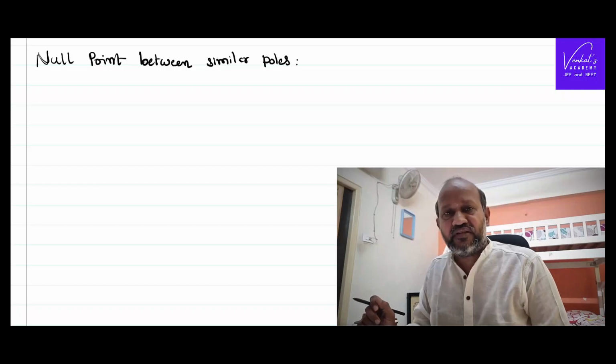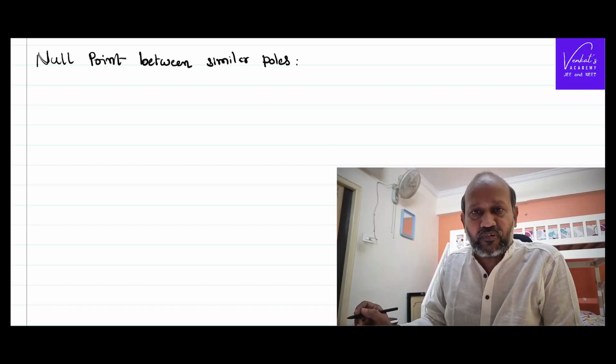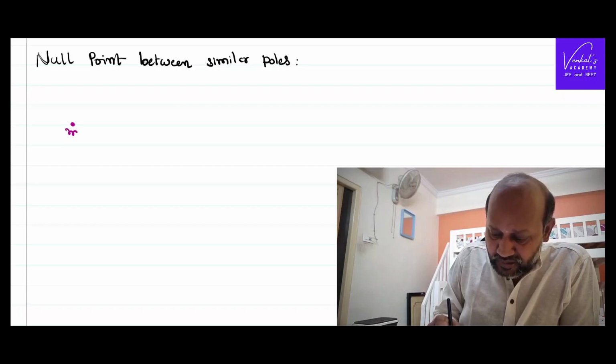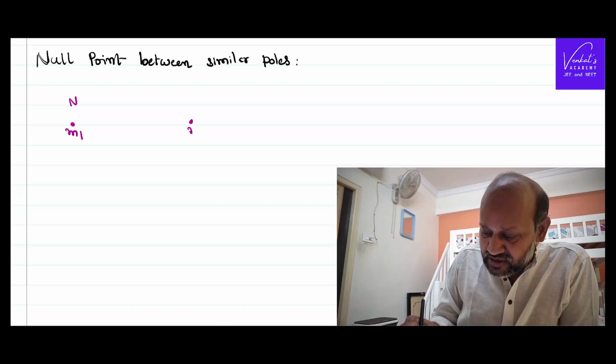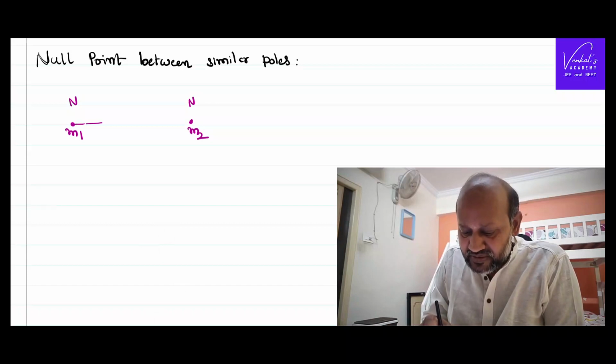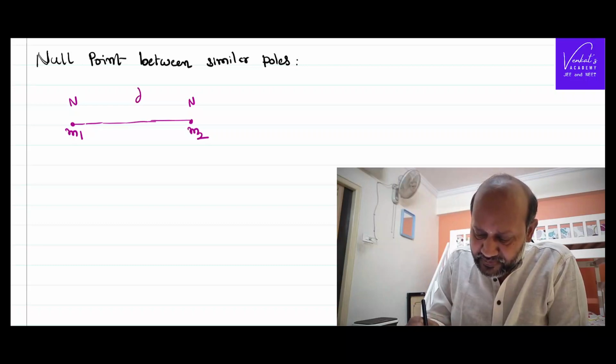Hello everyone. Here in this video, we are talking about the force between two similar poles, that is, two poles of the same nature. Say for example, this is a pole of strength M1, a north pole. This is another pole of strength M2, but that is also a north pole. The distance between them is some value like d. The total distance, the whole distance, is d.